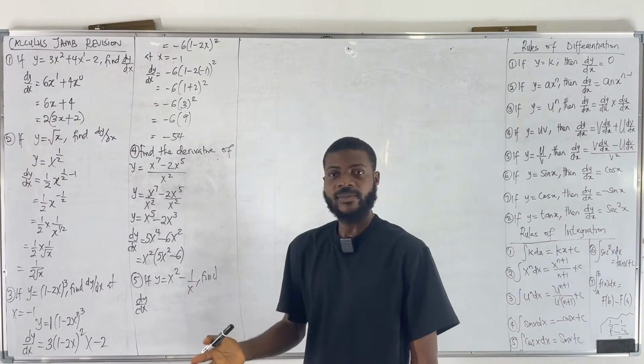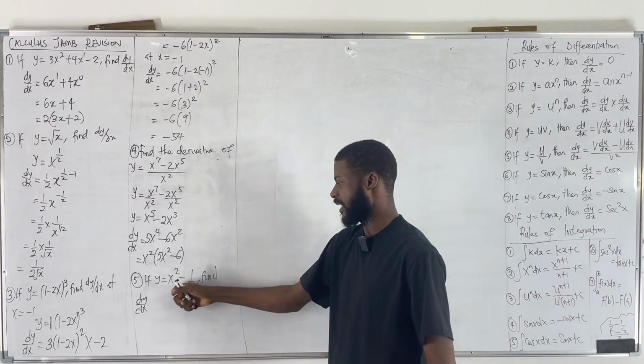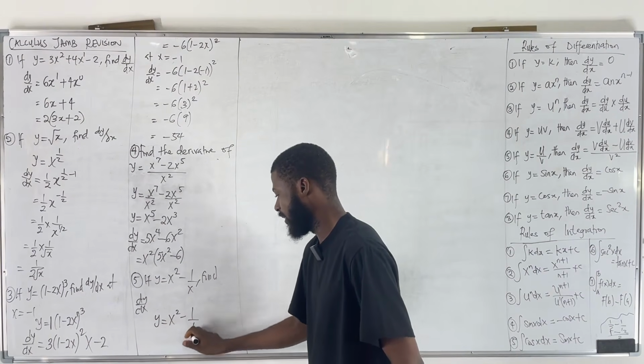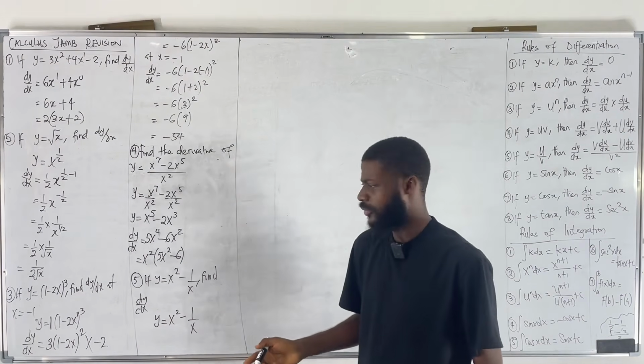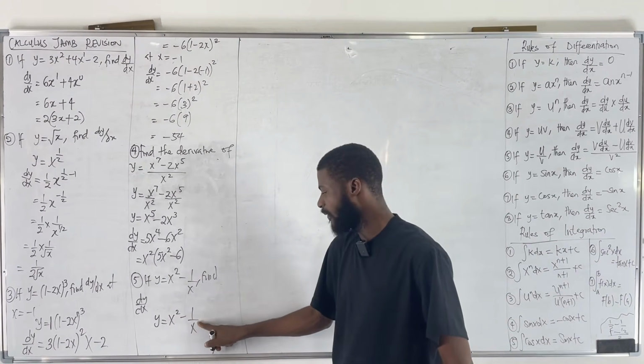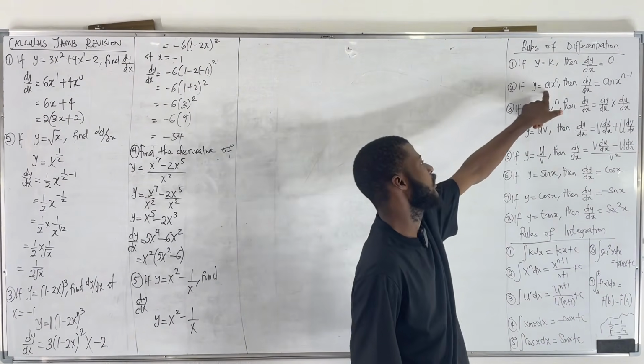So you see that there are some questions that you need to just calm down and simplify first. For example, this one is an example. So y is equal to x squared minus 1 over x. Everything already looks nice because the x squared is okay. That one, if you differentiate them, is so easy. But the 1 over x is not really nice because I want to use this very rule.